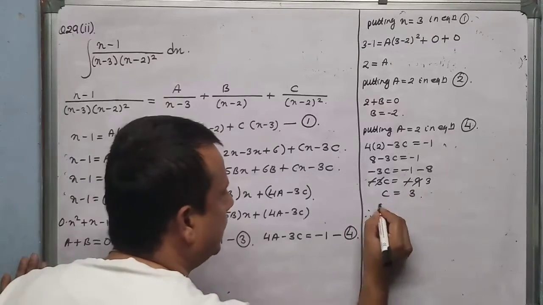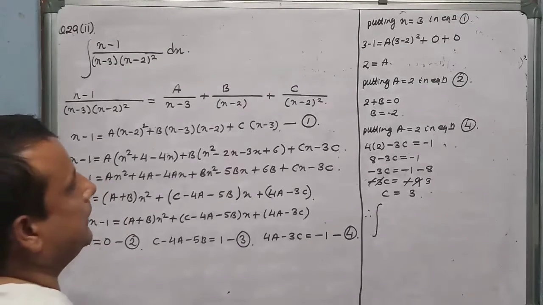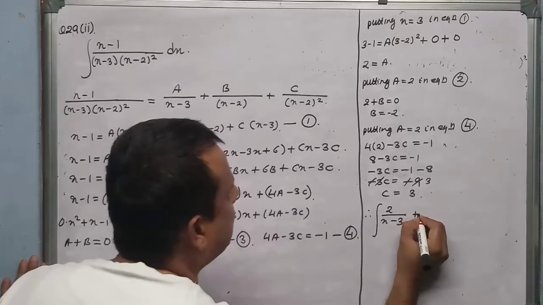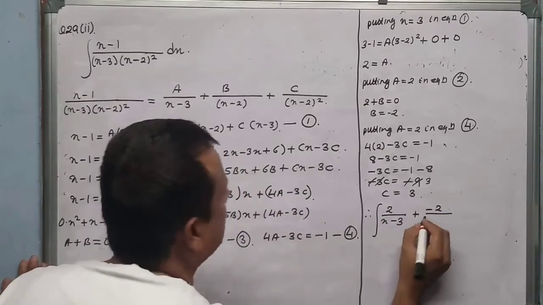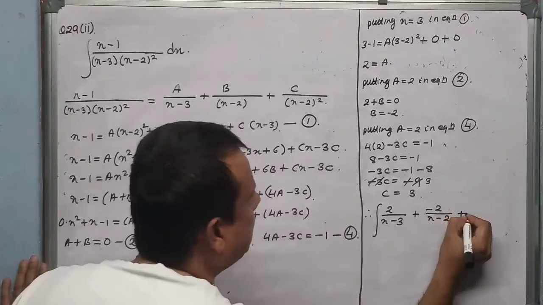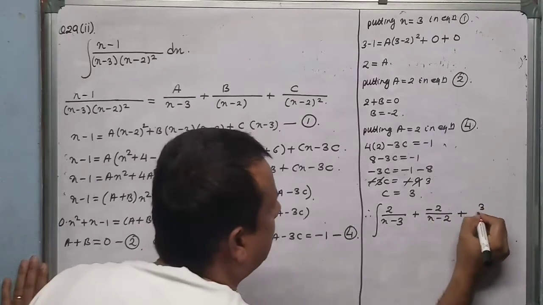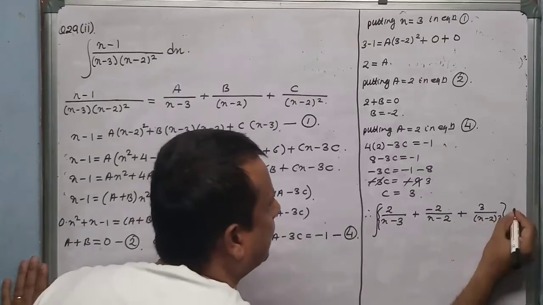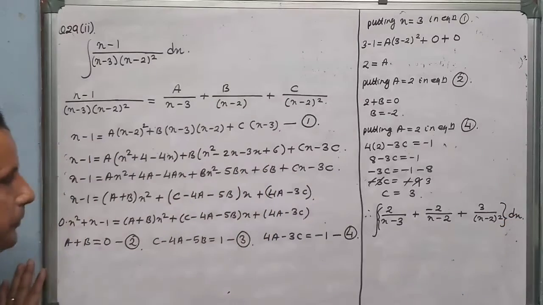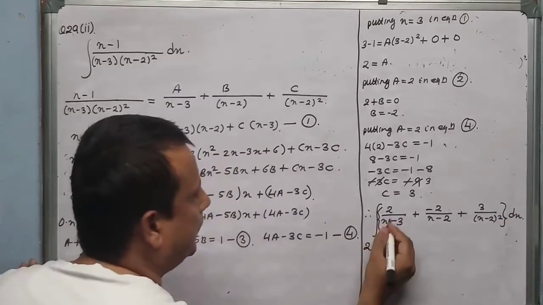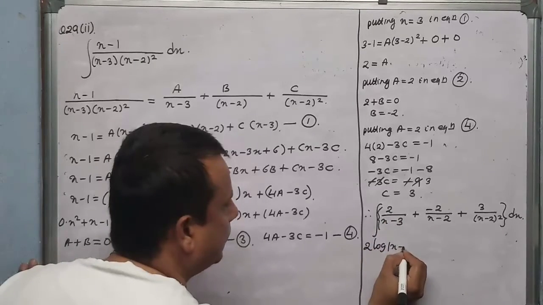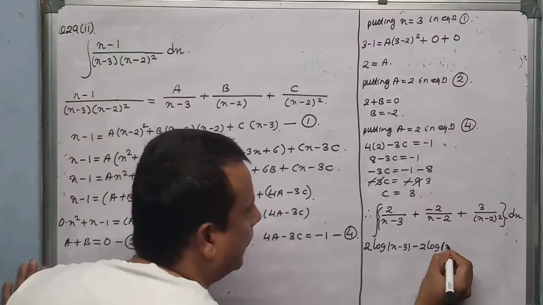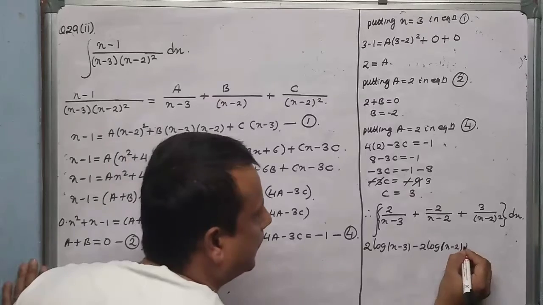Therefore, after getting the values of a, b, c, the integration is 2 over x minus 3 plus b, which is minus 2 over x minus 2, plus c, which is 3 over (x minus 2) whole square, dx. Now integration of 2 dx over x minus 3 is 2 log of x minus 3, plus minus 2 log of x minus 2, plus 3.